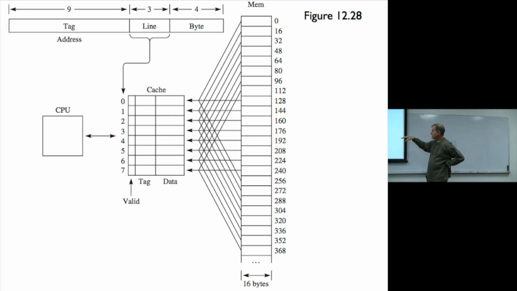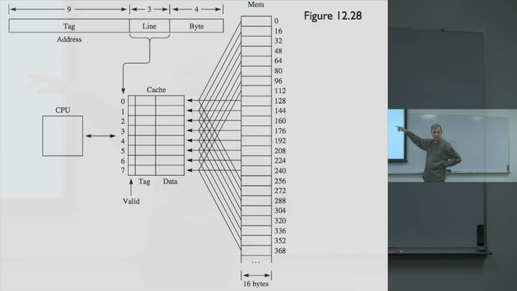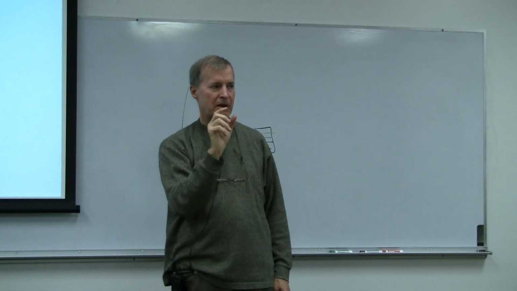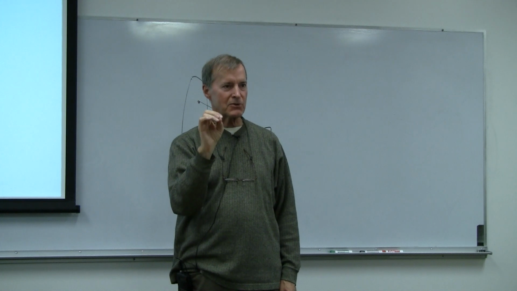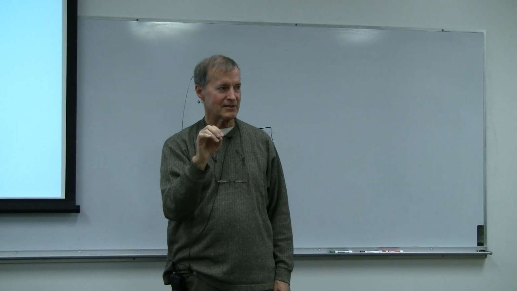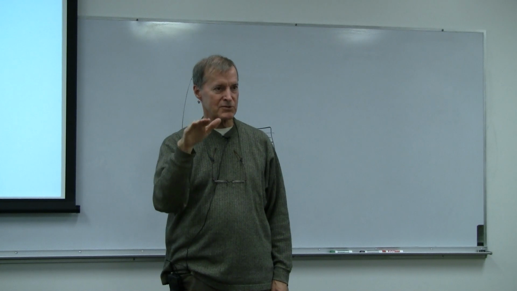In this particular cache, how many entries are there in the cache? 8, addressed from 0 to 7. And how many bits does it take to have a range from 0 to 7? 3 bits: 000, 001, 010, 011, 100, 101, 110, 111. It takes 3 bits to have a range from 0 to 7.